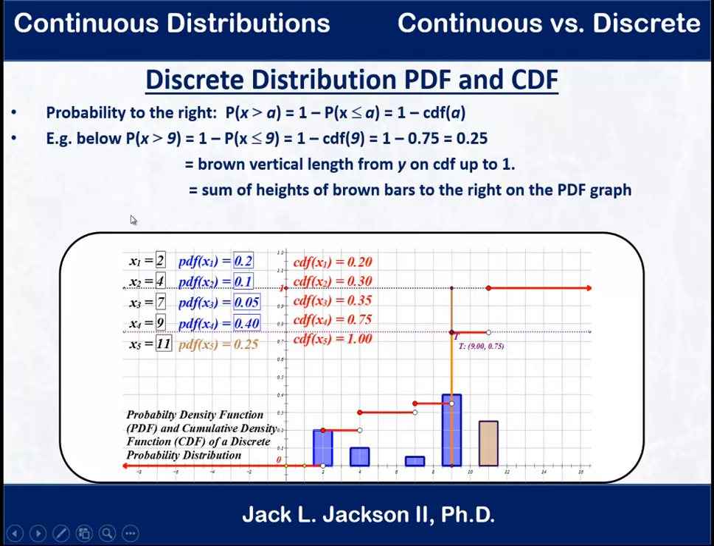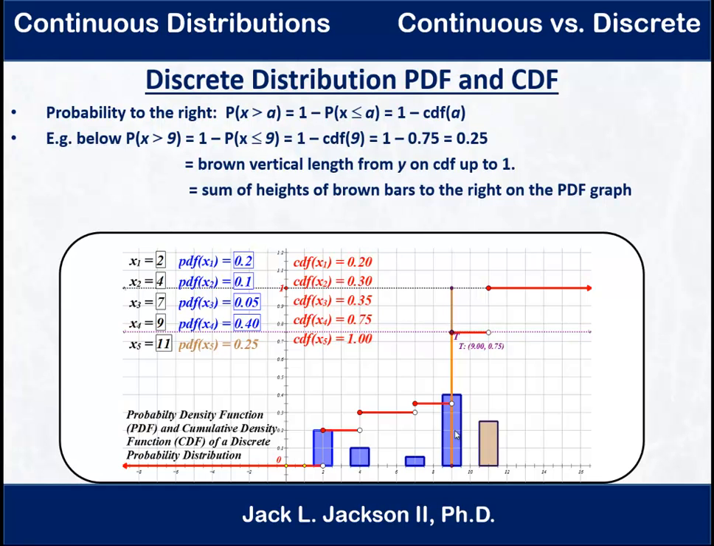So, for example, below, if we want to find the probability that x is greater than 9, we can say that's 1 minus the probability that x is less than or equal to 9, which is 1 minus CDF of 9, which is 1 minus 0.75, which is 0.25. Now, how can we see that visually?